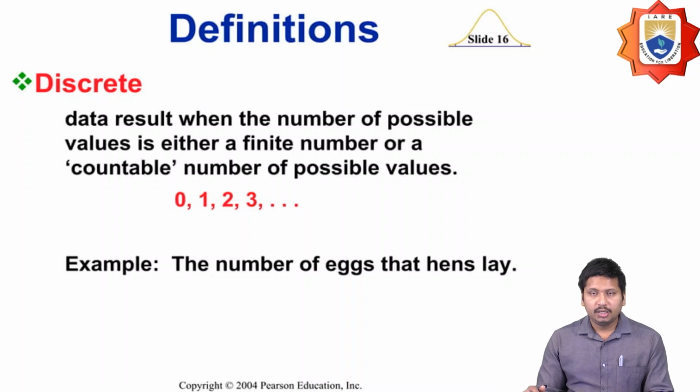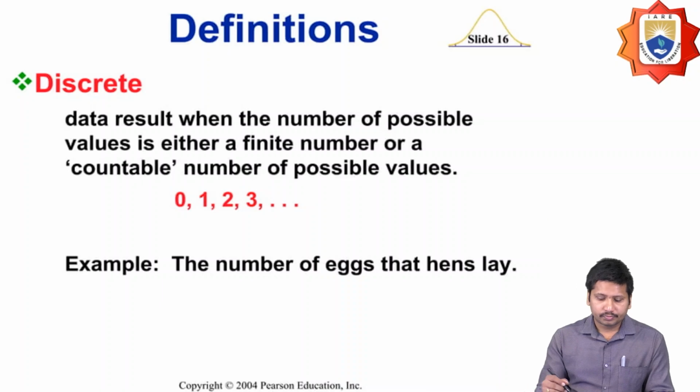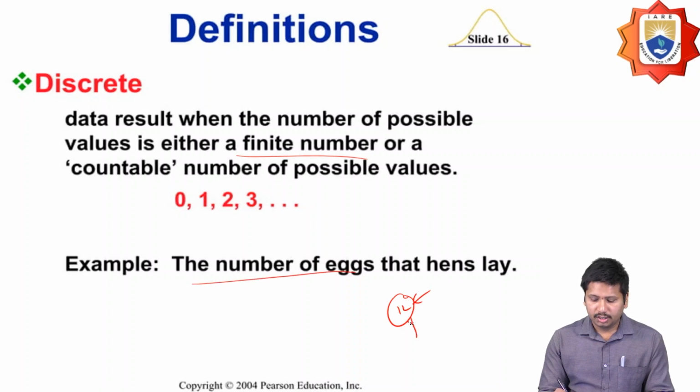Discrete data results when the possible number of values is either a finite number or a countable number of possible values. So discrete means whenever the data is there, it should be either a finite number or a countable number of possible values. Example, the number of eggs that a hen lays. Let it be 12. This should be the count, right? So this type of data will be considered as discrete data.